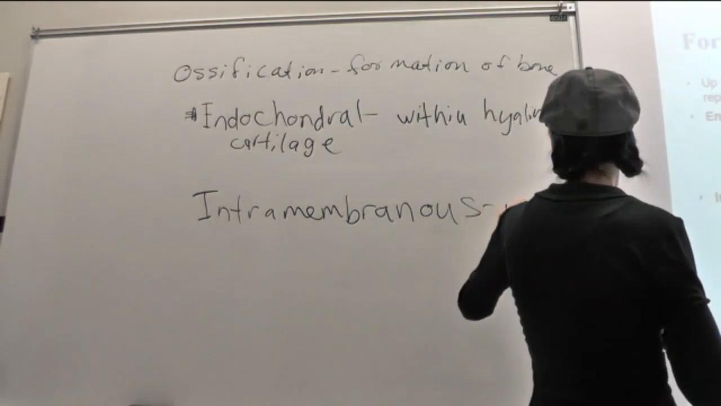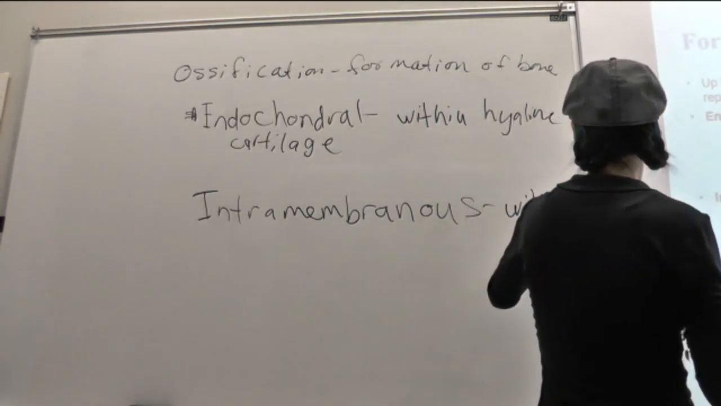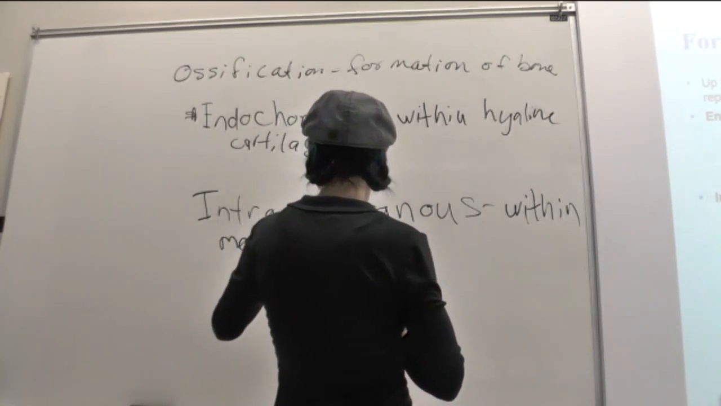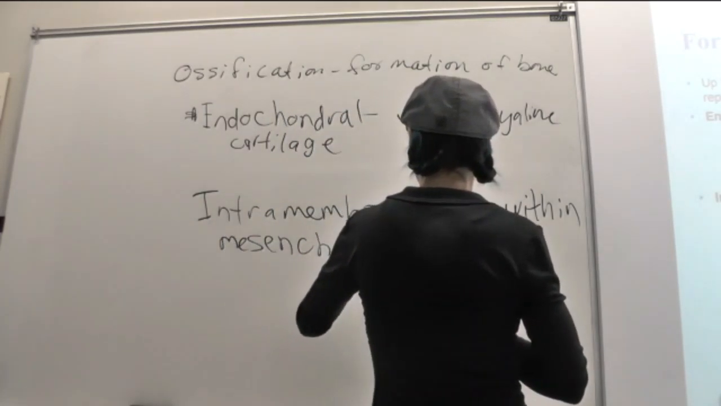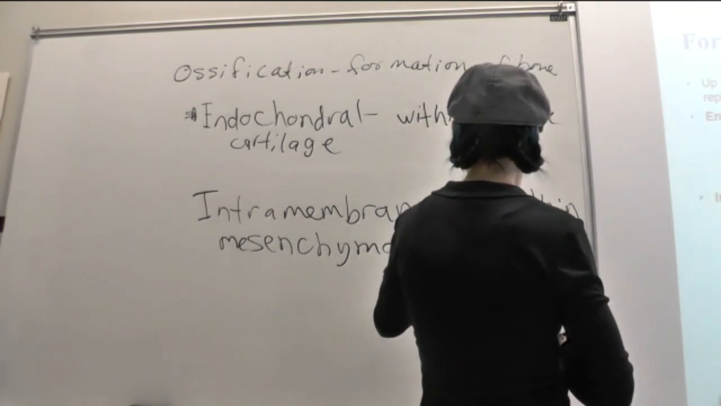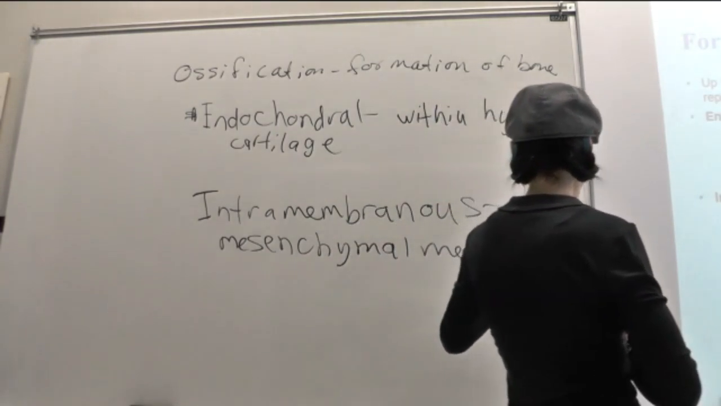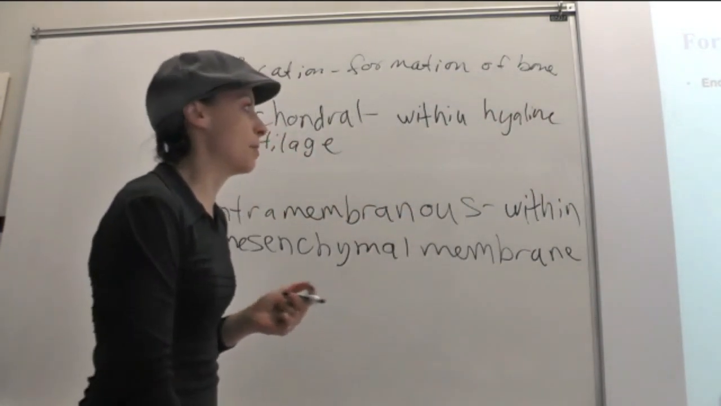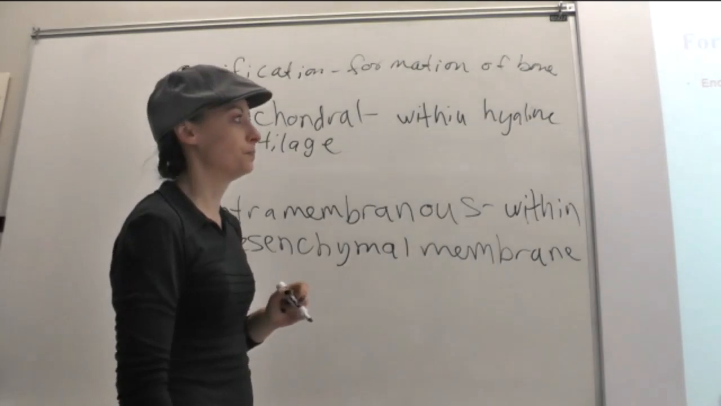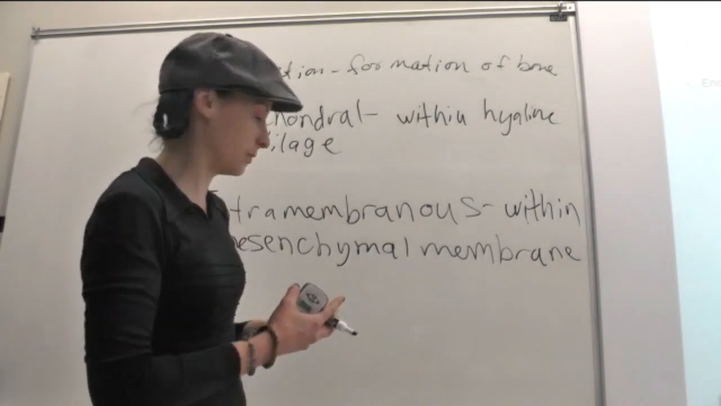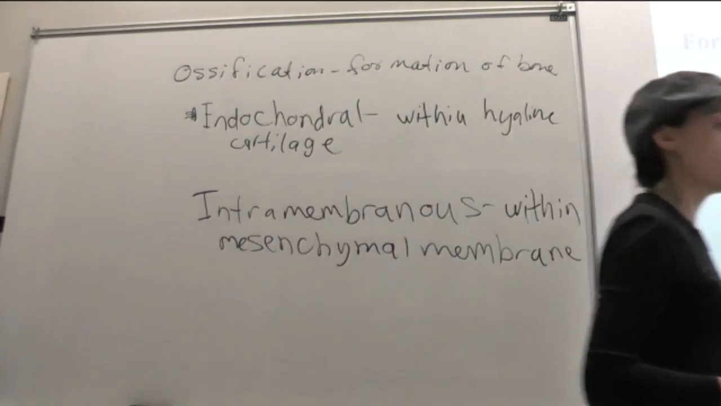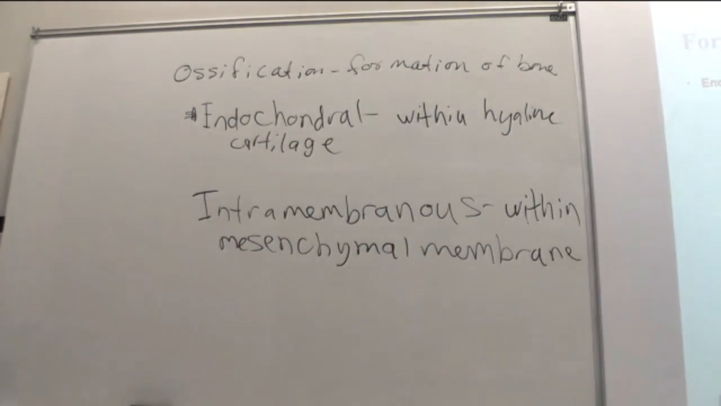So we'll just say this happens within a mesenchyme membrane, or a mesenchymal membrane. So this is how we form the flat bones of our skull, things like that. So endochondral ossification is the one that we'll talk about in great detail. And your book breaks it down into a 5-step process.